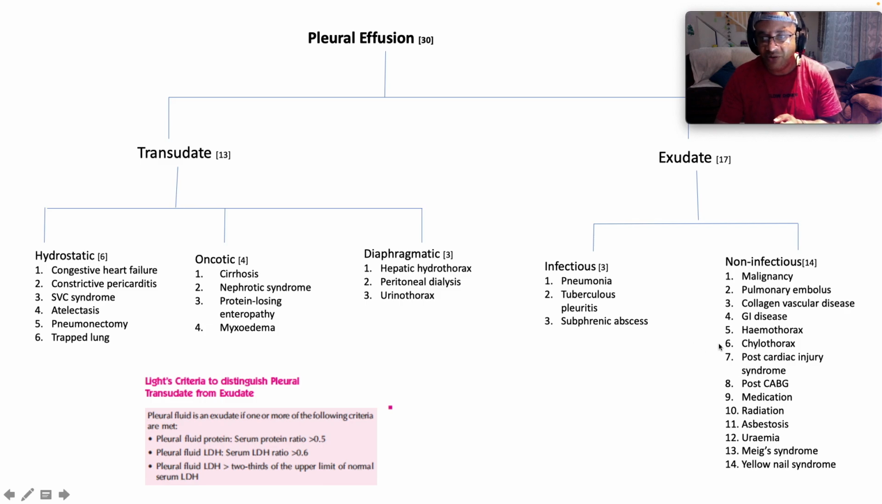One of the rare causes of chylothorax is lymphangioleiomyomatosis, which can be a standalone disease or fit into another complex example, the tuberous sclerosis complex. Post-cardiac injury syndrome, post-coronary artery bypass graft, medication-induced, radiation-induced, asbestosis, uremia in the setting of chronic kidney disease, Meigs syndrome, which is interestingly left pleural effusion in association with an ovarian fibroma, and yellow nail syndrome.